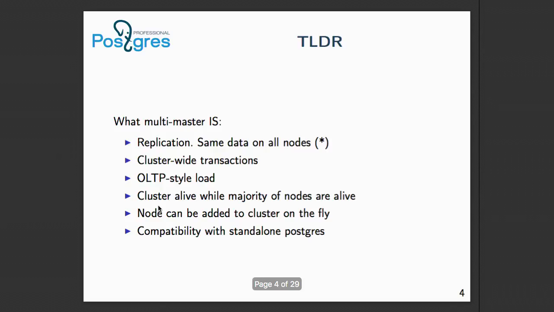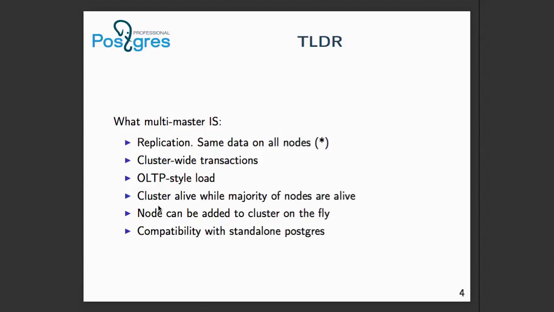So short intro. What is it? So first of all, multi-master is a replication. So you can set up several nodes and the data will be the same on all nodes. We're enforcing cluster-wide transactions, so there are no conflicts between writing to each node. The resolution of conflicts is the same as the resolution of conflicts in several backends of standalone Postgres.